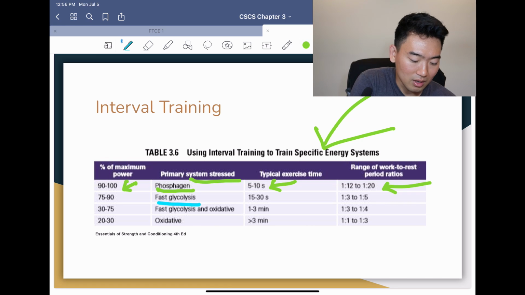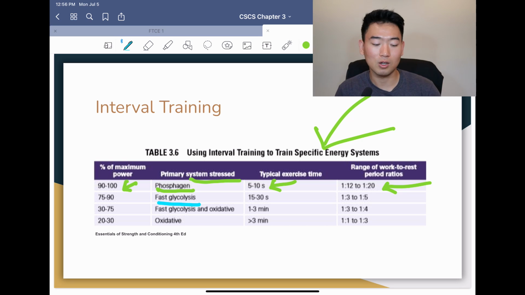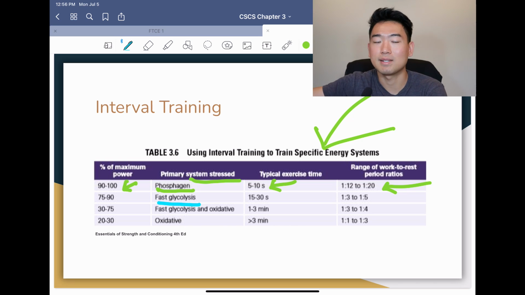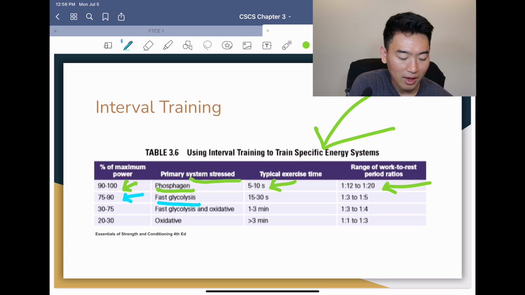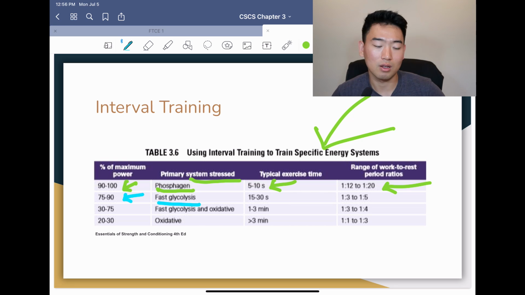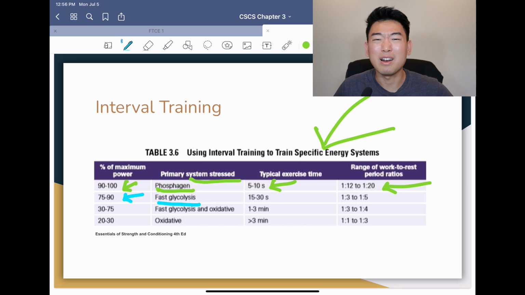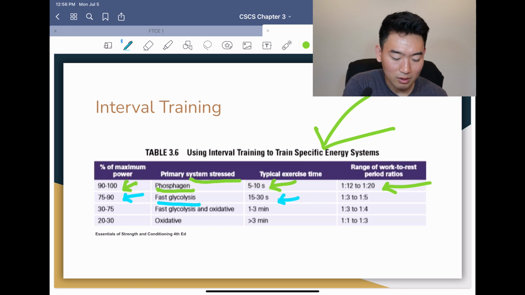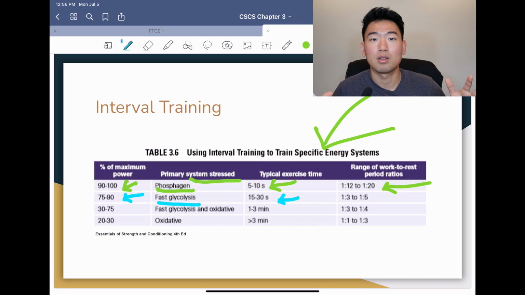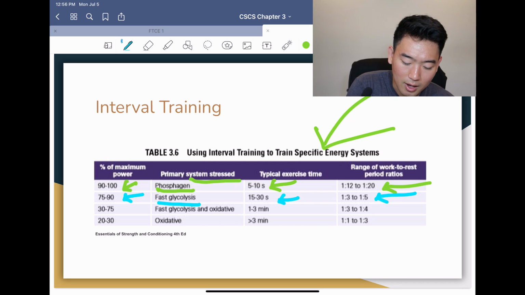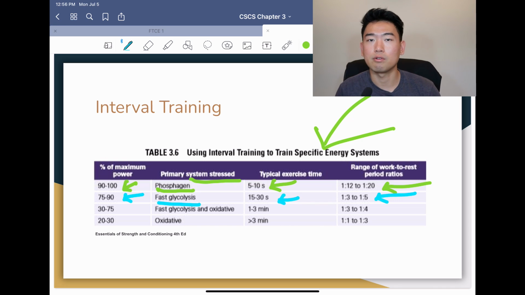And then the next system is fast glycolysis. So like we talked about in the spectrum, this is closer to the anaerobic side than to the aerobic or oxidative side. Okay, so we're still at about 75 to 90% of our maximum power. And like I said, this is the midfielder in soccer, bringing the ball up the field. It's almost a sprint, trying to avoid tackles, and a lot of things going on. So boom, boom, boom, and it lasts 15 to 30 seconds, give or take. All right, and here the work to rest ratio is 1 to 3 to 1 to 5.